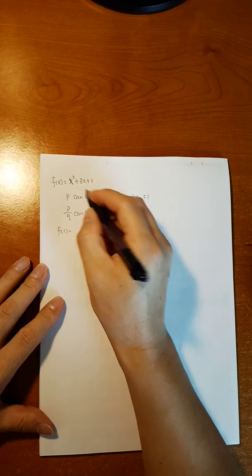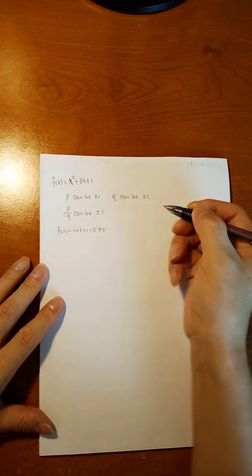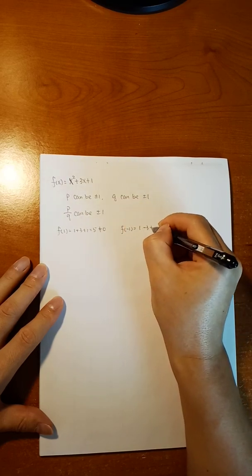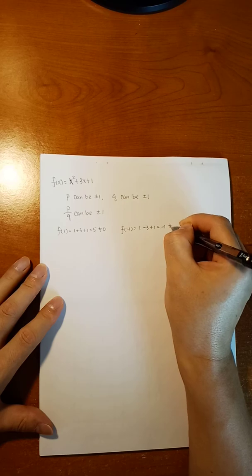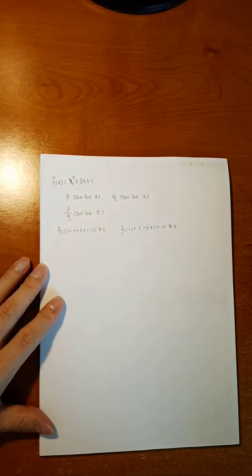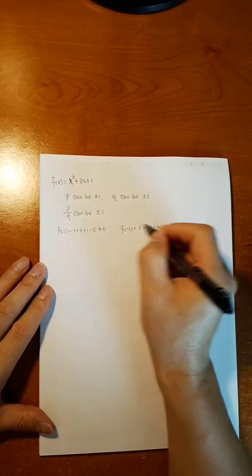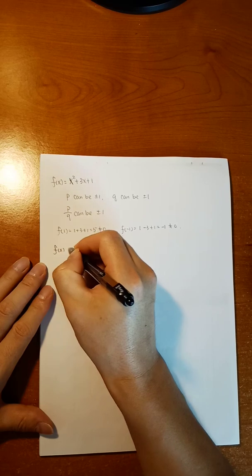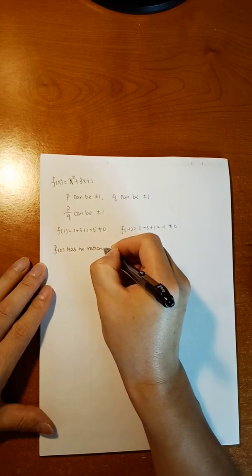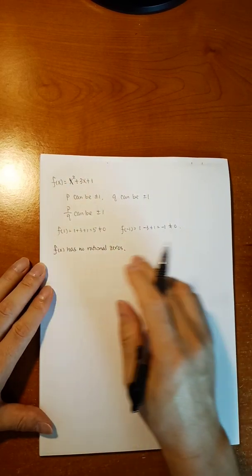f(1) is 1 plus 3 plus 1, which is 5, not equal to 0. f(negative 1) is 1 minus 3 plus 1, which is negative 1, not equal to 0. So 1 and negative 1 are both not 0. What can we say? We can only say f(x) has no rational zeros.